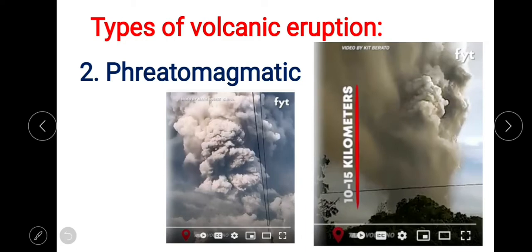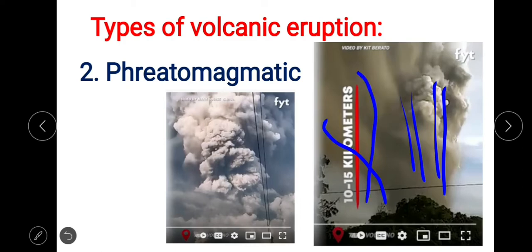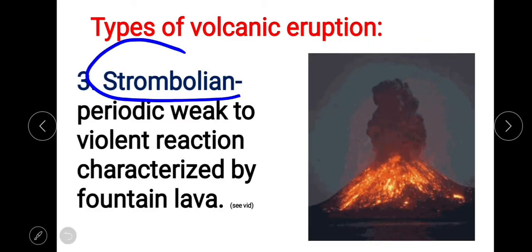Then the smoke is very obvious here, just like in this picture. Ashes and smoke are very clear. Aside from that, the smoke reaches up to 10 to 15 kilometers. Very tall smoke, a combination of smoke and ashes. Okay. Next, we have the Strombolian eruption.